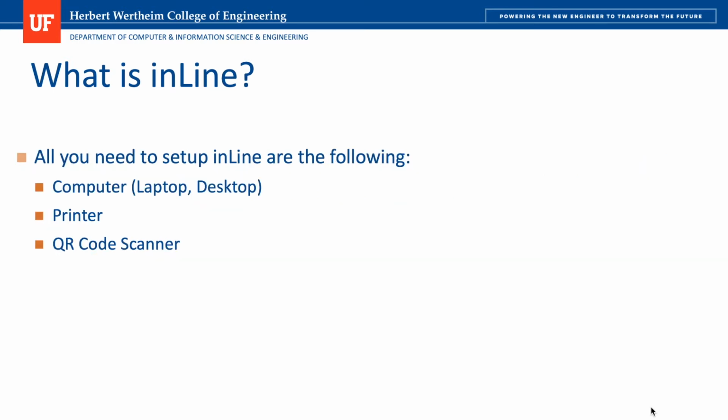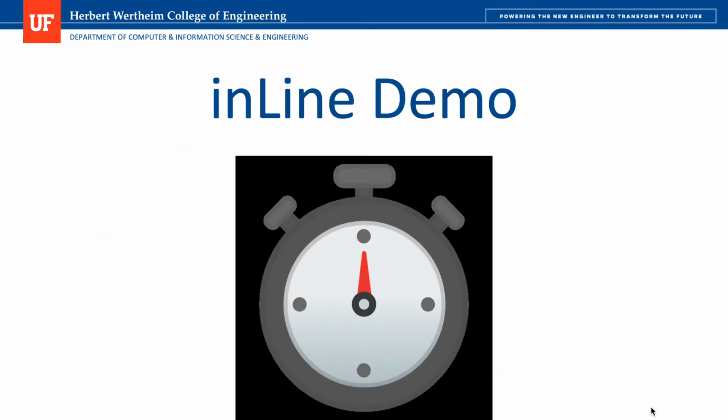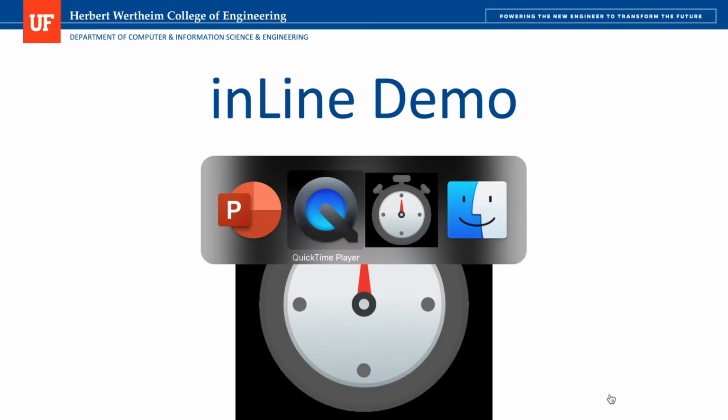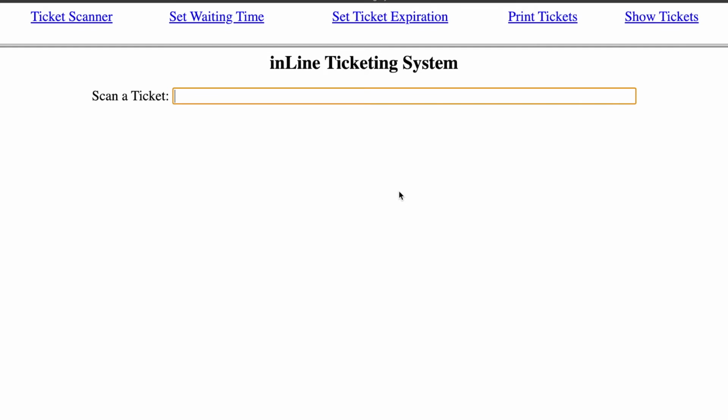All you need is a computer, a printer, a QR code scanner, and the inLine software app, and you're ready to go. Let's take a look. So this is the inLine ticketing system. Right now it's ready to have tickets scanned in, but there aren't any tickets in the system.